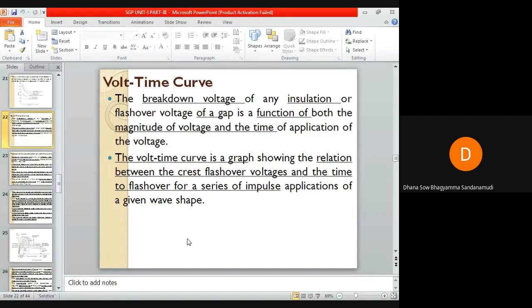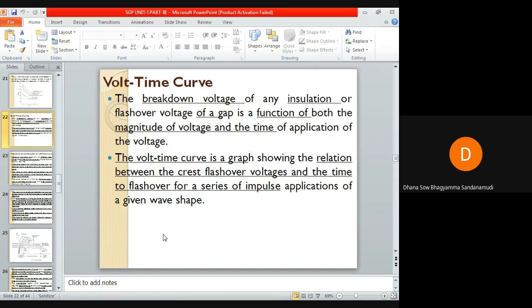So the breakdown voltage of any insulation or flashover voltage of a gap. We know the insulation is provided to the equipment of the power system to withstand overvoltages, surge voltages, or traveling wave surges, to overcome the faults. So at a certain overvoltage, the insulation breakdown of the equipment may occur.